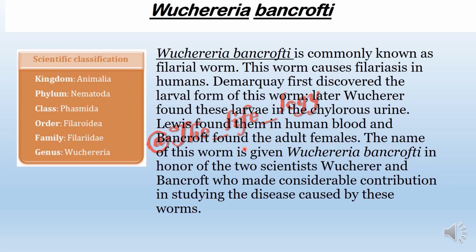The name Wuchereria bancrofti is given in honor of the two scientists Wucherer and Bancroft, who made considerable contribution in studying the disease caused by these worms. So basically the name is given in honor of two scientists, Wucherer, who found the larva in the chyluria urine, and Bancroft, who found the adult females.